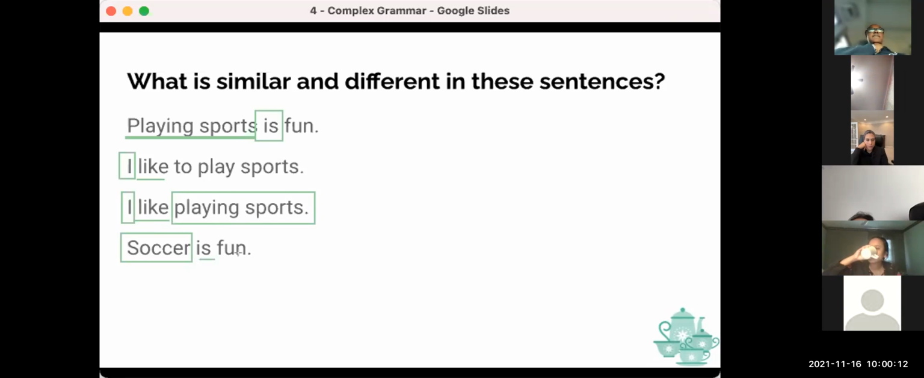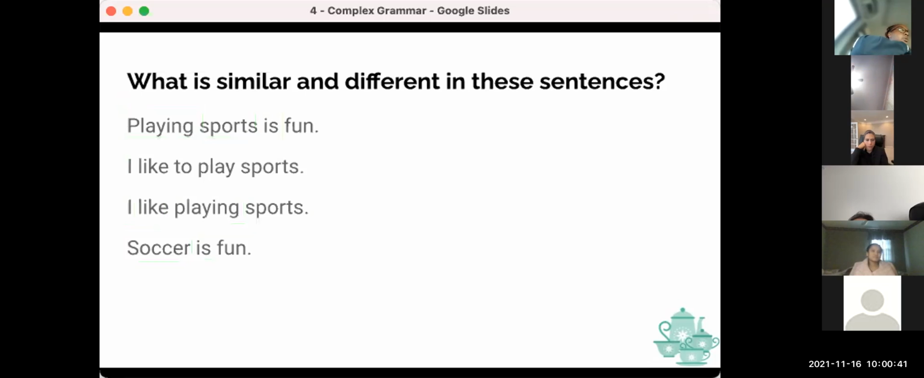So the gerund is this form of the word. It's the verb with ing. It can be the subject of the sentence, like we see here, playing. It can also be the object of the sentence, like we see here, playing. It is a noun. It looks like a verb, but it's actually functioning as a noun in this sentence. Let's look at some other ways that gerunds can be used in a sentence.